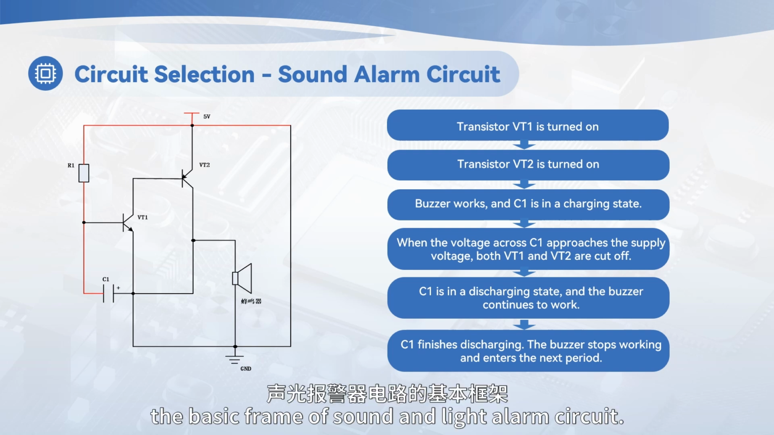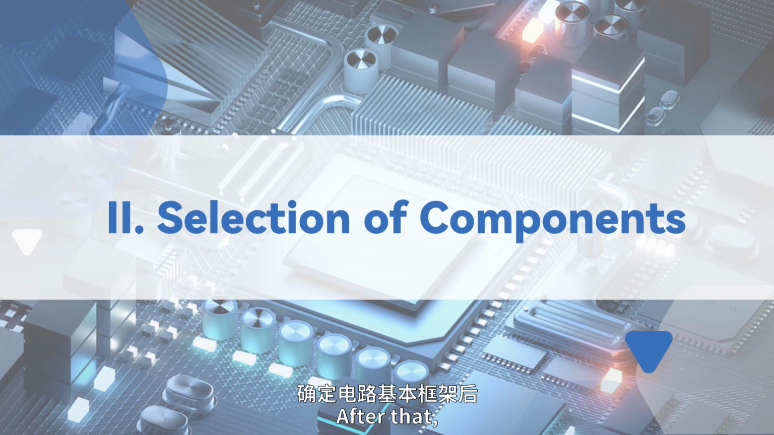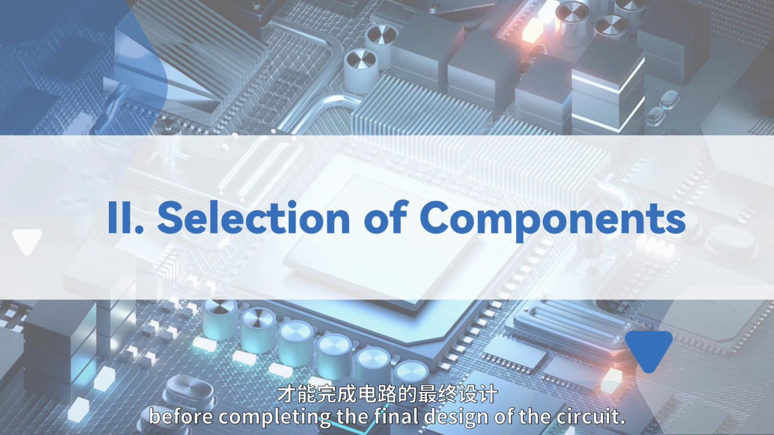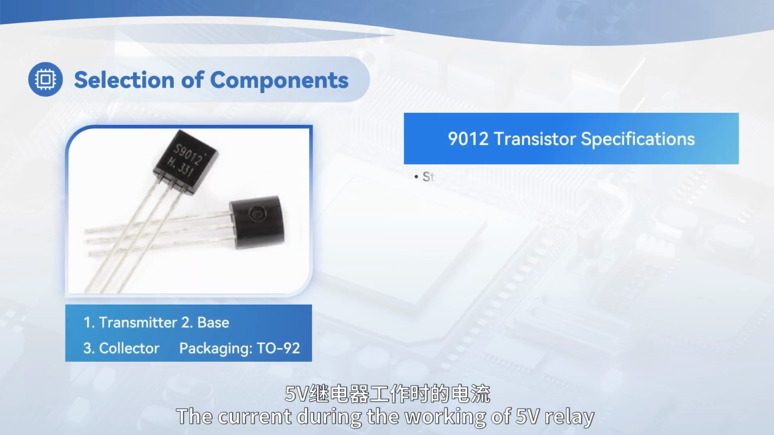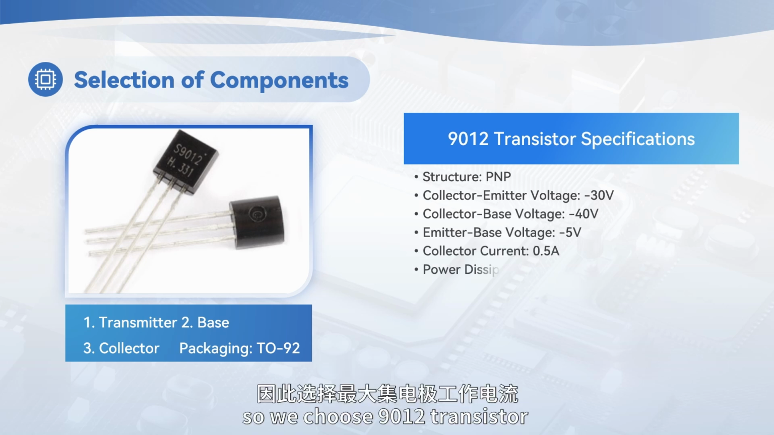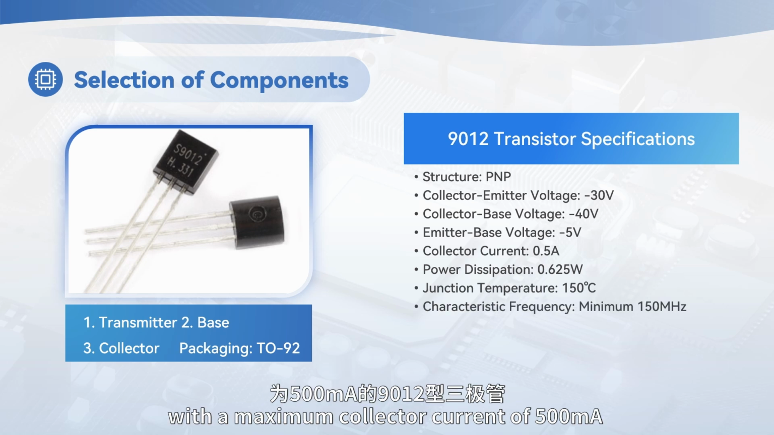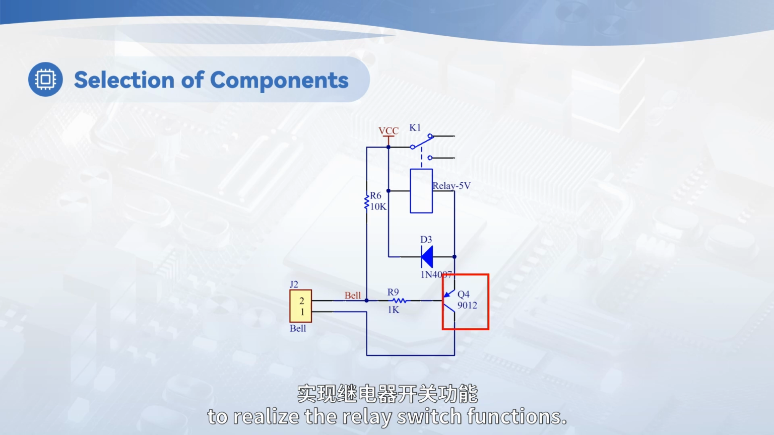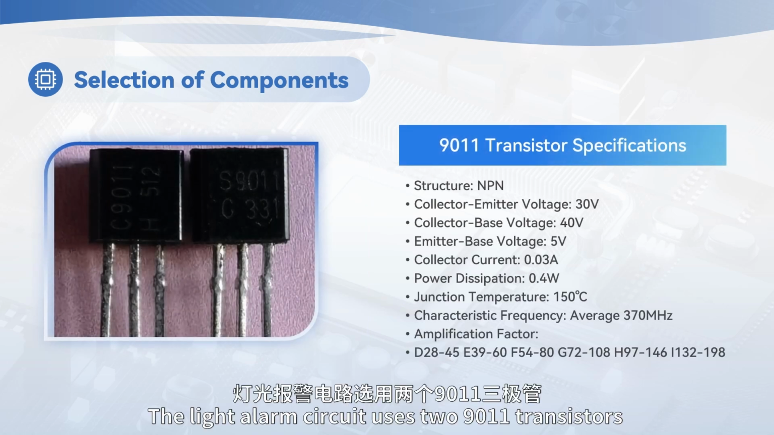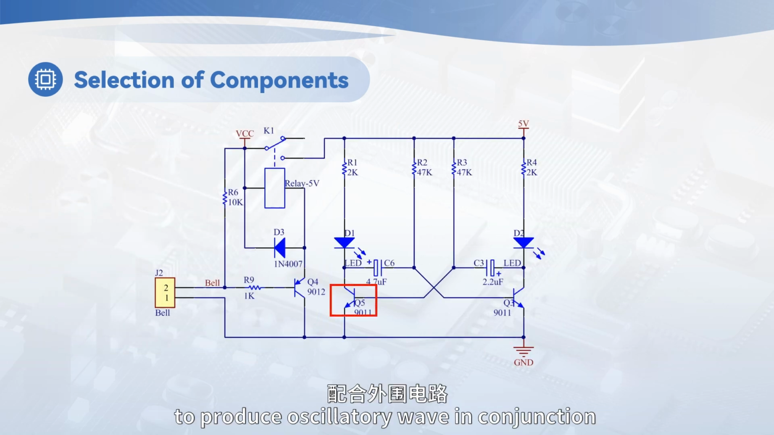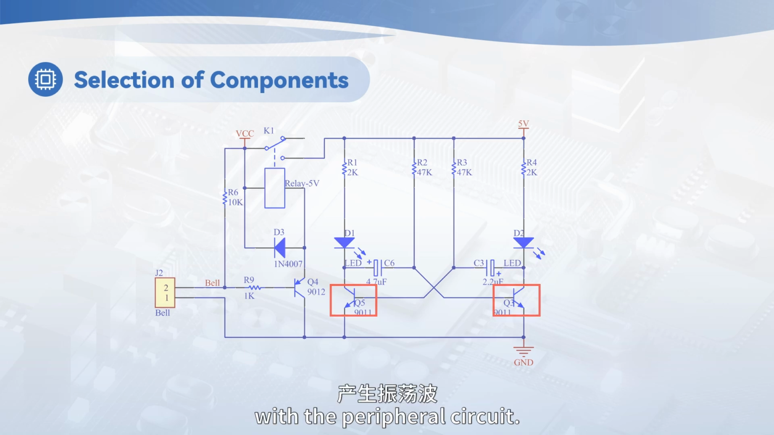Now, we've determined the basic frame of the sound and light alarm circuit. After that, we still need to correctly choose the components before completing the final design of the circuit. The current during the working of the 5 volt relay is about 50 mA to 80 mA, so we choose the 9012 transistor with a maximum collector current of 500 mA as the drive of the relay to realize the relay switch function. The light alarm circuit uses two 9011 transistors to produce oscillatory wave in conjunction with the peripheral circuit.